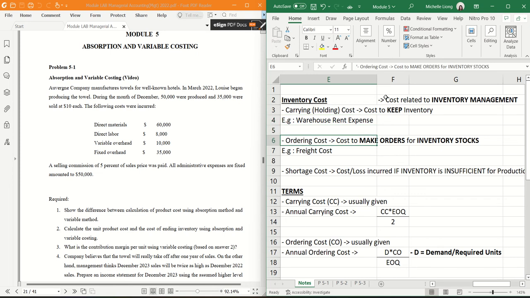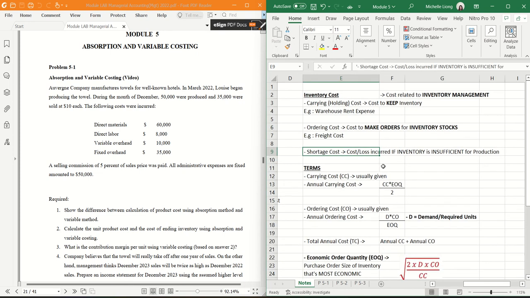The second one is ordering cost. Basically, this is the cost that you need to pay in order to make an order for your inventory stocks. So for example, it's a freight cost. So let's say you buy inventory, that is your inventory cost. But your ordering cost is your freight cost. Okay. The last one is shortage cost.